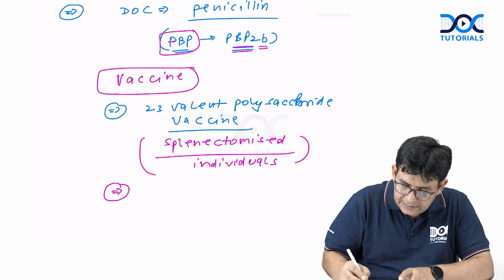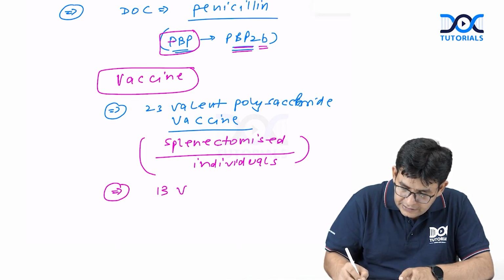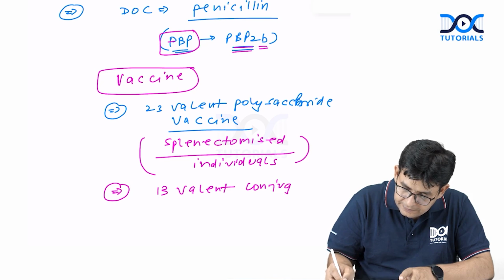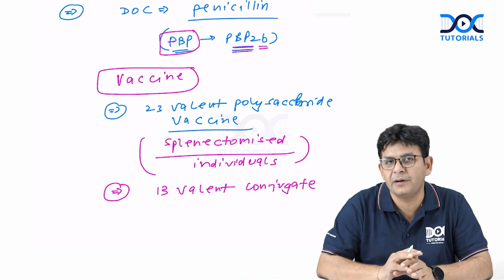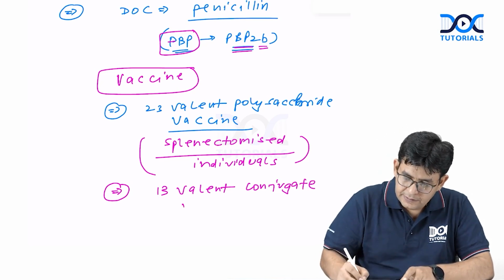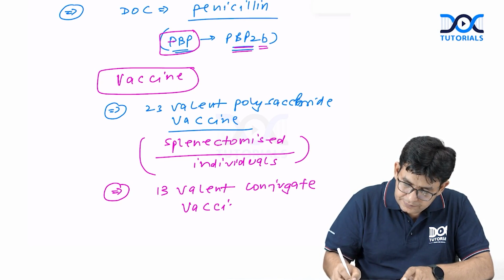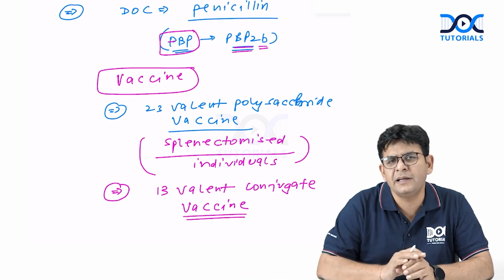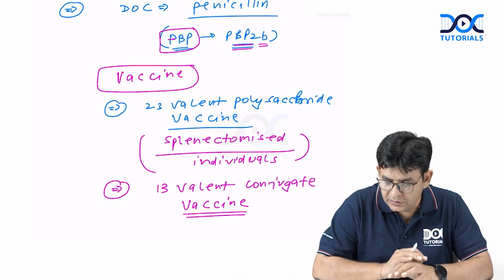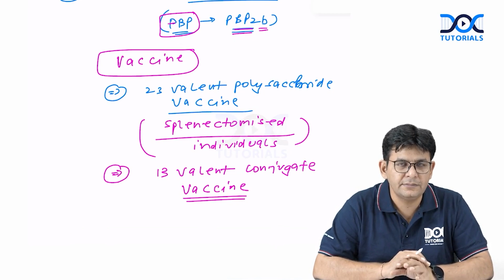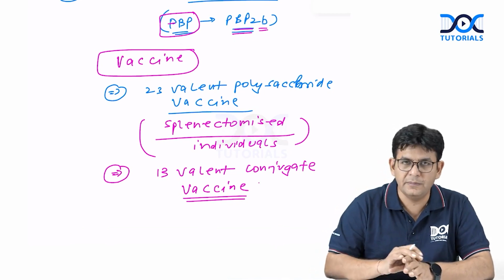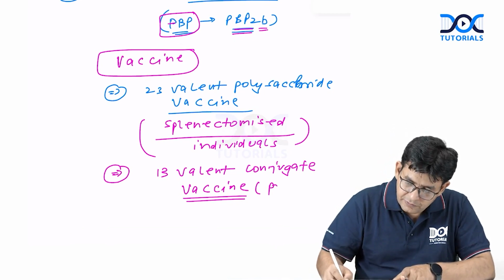And other than that, the 13-valent conjugate vaccine, which comes by the name of Prevnar, is now being given to children at 2 months, 4 months, and 6 months. So the 13-valent conjugate vaccine of pneumococcus is also available, and it comes by the name of Prevnar.